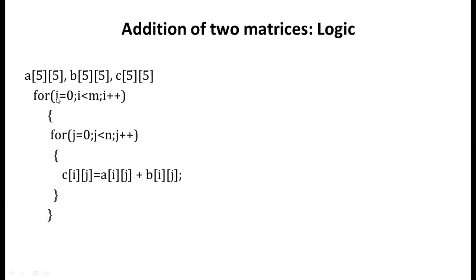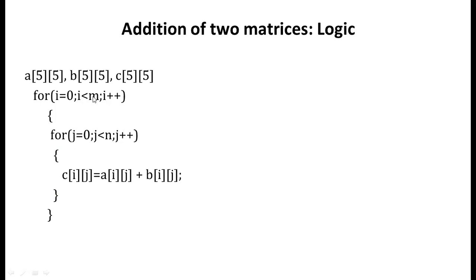To perform addition is also the same thing. You need to perform it using two for loops. First for loop, second for loop. Inside the second for loop, we need to write the logic. The simple logic is C of ij is equal to A of ij plus B of ij. Now this is the first matrix, second matrix. These two will be added, and the result will be stored in matrix C.